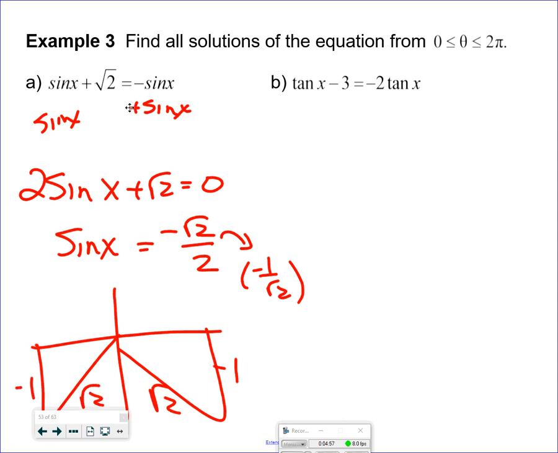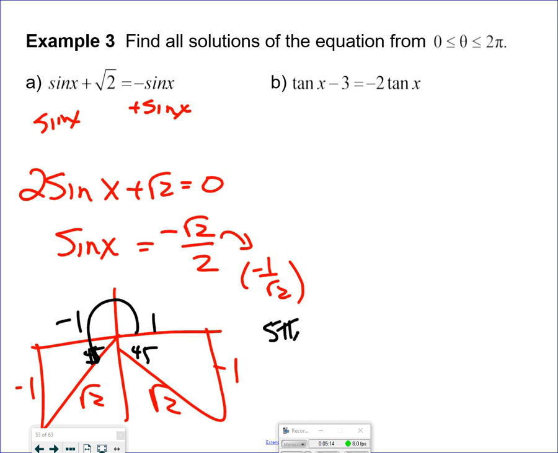So that is located, sorry, in the third and fourth quadrants. The missing side reference angle would be 45 degrees. And so now I need the answer in radians. Third quadrant, this would be 5/4 pi. And then going all the way around, this would be 7/4 pi.